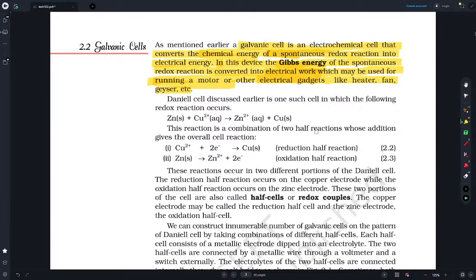This reaction is a combination of two half reactions whose addition gives the overall cell reaction. This is the overall cell reaction. These are the individual half reactions where copper 2 plus is taking electrons and becoming copper. This is the reduction half reaction, and zinc solid will dissolve into the solution, giving 2 electrons, which is the oxidation half reaction.